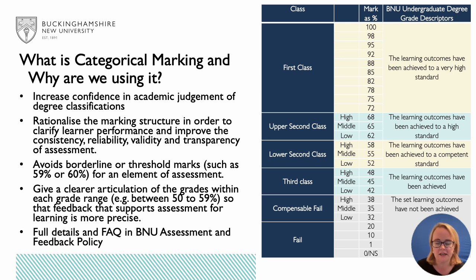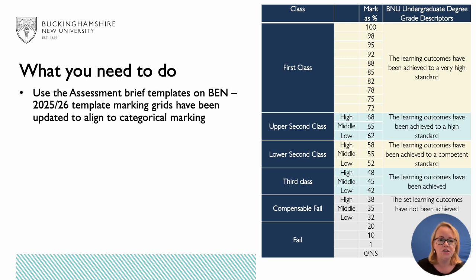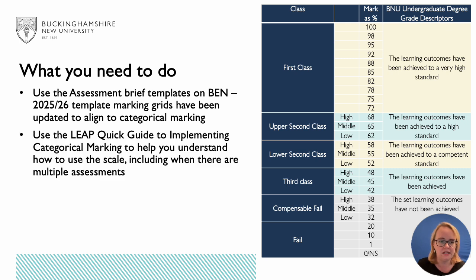So we are expecting that you are using it as academic colleagues. So what you need to do to ensure that you're using it: you need to use the up-to-date assessment brief templates on BEN. So the 25-26 template marking grids have been updated to align with categorical marking. So please don't use any old assessment grids. The new assessment grids have got the categorical marking system built into it, so you should be able to use those nice and easily.